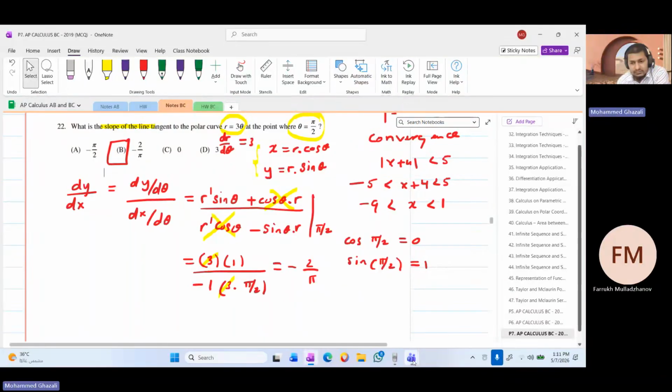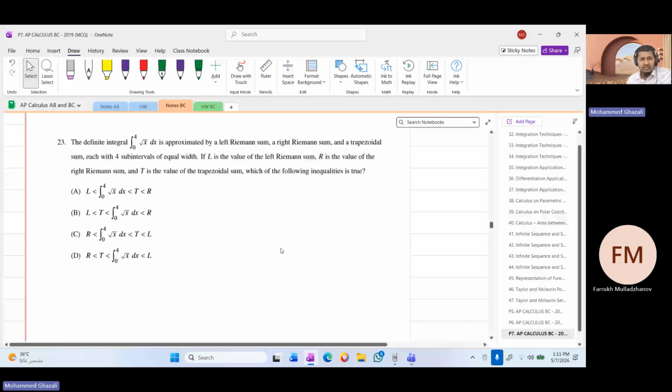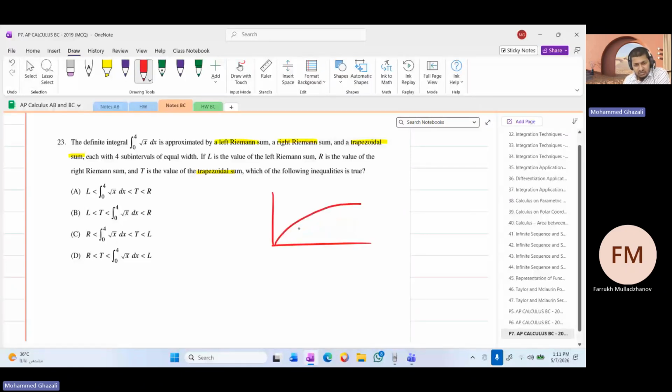Next. The definite integral from 0 to 4 of root x is approximated by a left Riemann sum, a right Riemann sum, and a trapezoidal sum, each with 4 subintervals of equal width. If L is the value of the left Riemann sum, R is the value of the right Riemann sum, and T is the value of the trapezoidal sum, which of the following inequalities is true? First, draw the graph. It's a square root function. Square root of x. So we are trying to find 0 to 4: 0, 1, 2, 3, 4.